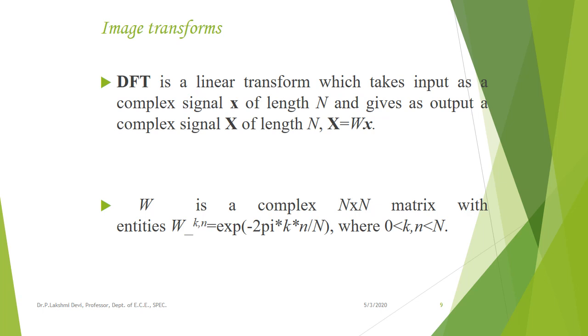The discrete Fourier transform is a linear transform which takes as input a complex signal x of length N and gives as output a complex signal X of length N, where X equals W x. W is a complex N by N matrix with entries W to the power of kn equals exponential of minus j 2 pi kn by N, where k and n range from 0.